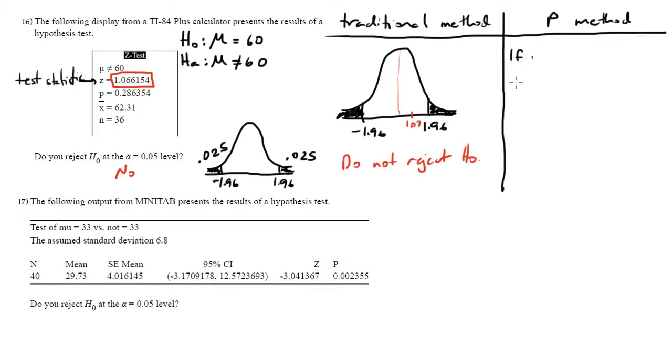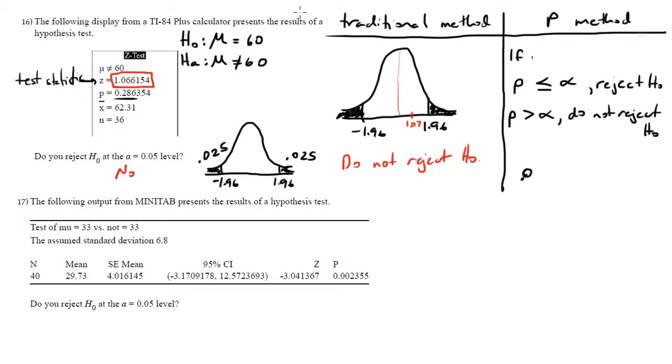If your p-value is less than or equal to your alpha, reject the null hypothesis. If your p-value is greater than alpha, do not reject the null hypothesis. That's it. P-value. It's given.